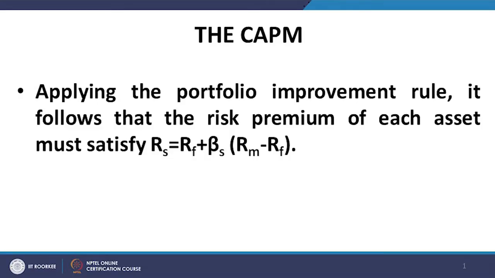So, applying the CAPM improvement rule, what we end up with is, because the portfolio P that we have talked about is now the market portfolio, because it is the market portfolio held by all the investors. Applying the portfolio improvement rule, it follows that the risk premium on each asset must satisfy this linear equation: R_S equals R_F plus beta_S into (R_M minus R_F), where R_S is the expected return, please note this, on security S, and R_M is the expected return on the market portfolio.